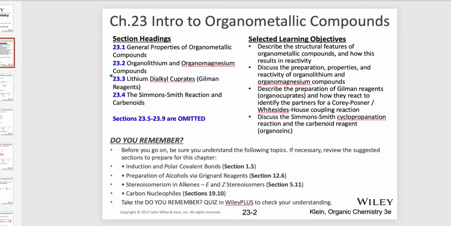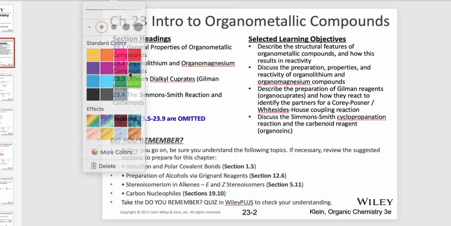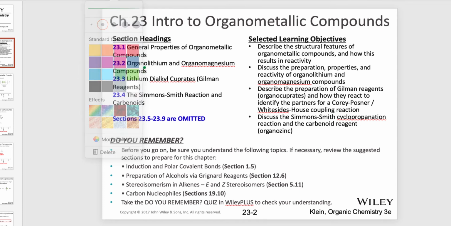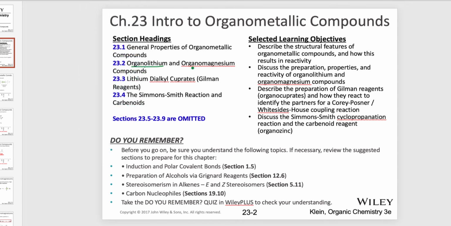So in Chapter 23, we are focused on the first four sections. We're talking about the general properties of organometallic compounds. We'll then focus on organolithium compounds, as well as organomagnesium compounds that we know as Grignard reagents. We're also dealing with the Gilman reagent, where we're essentially dealing with cuprates. And then there are organozinc compounds that can help us form a three-membered ring, and this is a named reaction, the Simmons-Smith reaction. So all the remaining sections in this chapter are omitted.